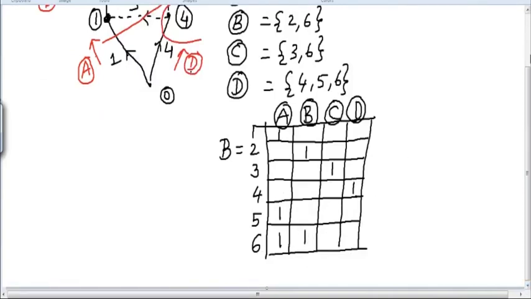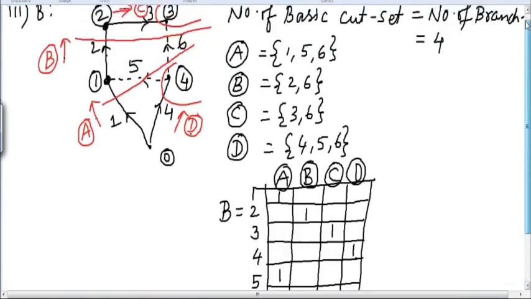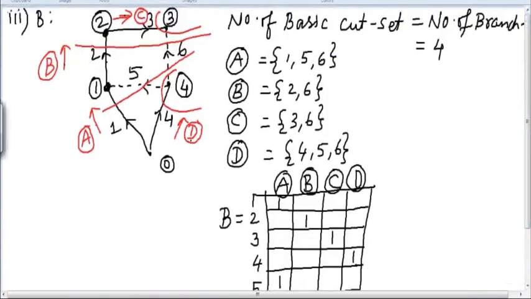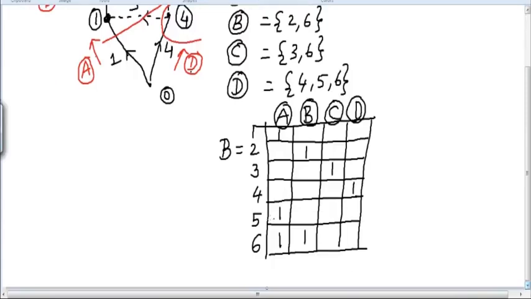Then in case of 3 and 6, it's easy for us because we can very clearly see that node number 3 is common. Node number 3 is incoming, and incoming is positive. So both 3 and 6 are incoming. So let us make 3 and 6 as positive. So this will also be 1.